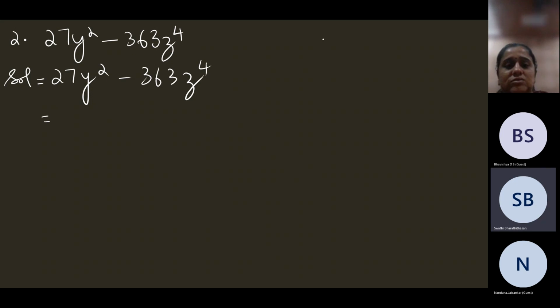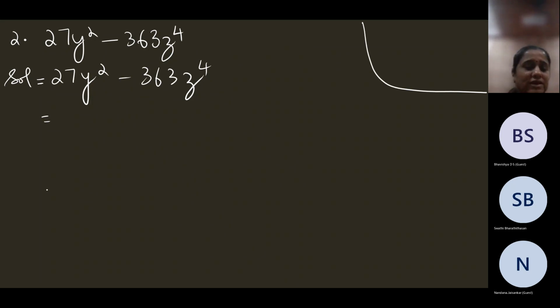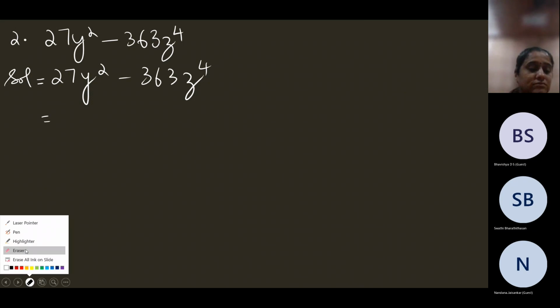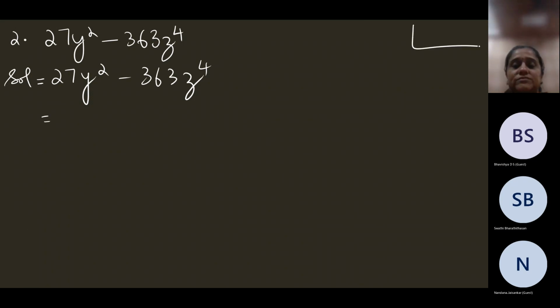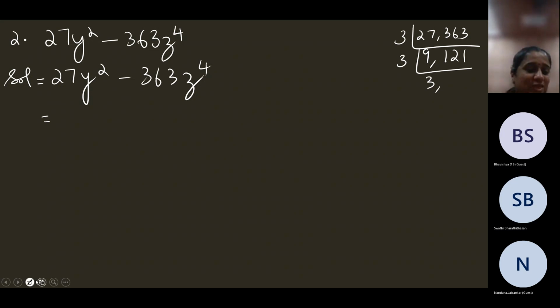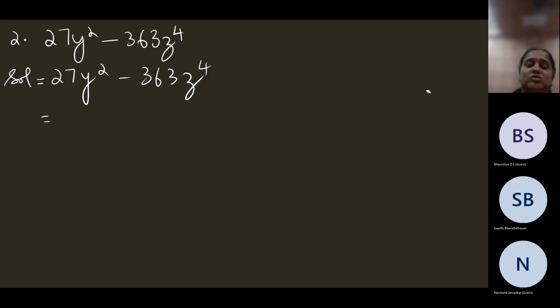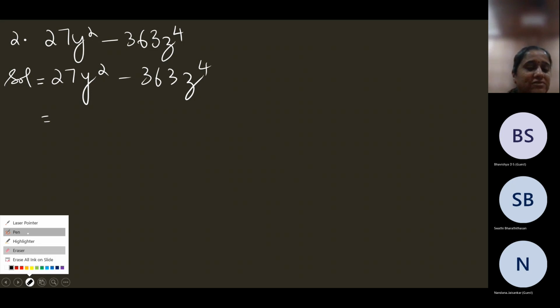Okay. So 27 and 363. How do you find the HCF? Do you all know the method to find the HCF? Yes, ma'am. What do we do? We factorize it. So 3 9s are 27, 3 121s are 363. Then again 3 3s are 9. Oh, sorry, 121 is not divisible. So you should divide both the numbers by the same number.